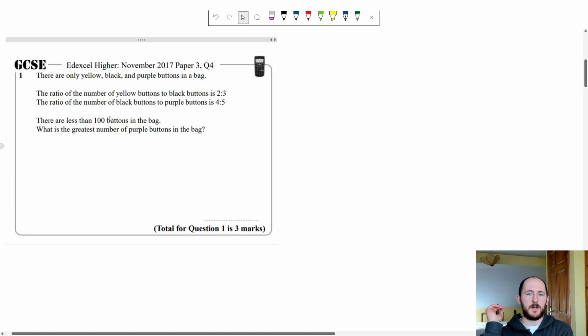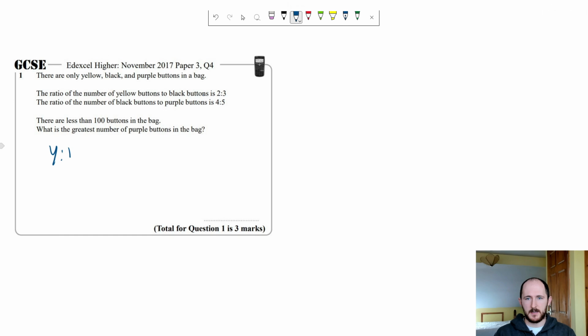This is what I'm talking about. There are only yellow, black and purple buttons in a bag. The ratio of the number of yellow buttons to black buttons is 2 to 3, so I like to write this out separately. And the ratio of black to purple buttons is 4 to 5. And it says, given that there are less than 100 buttons in the bag, what is the greatest number of purple buttons?